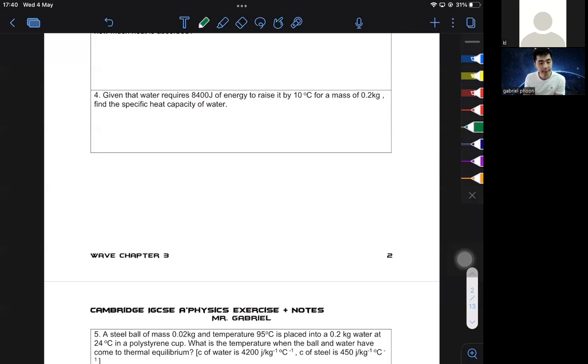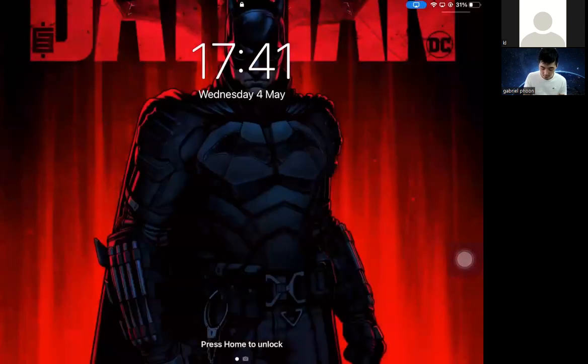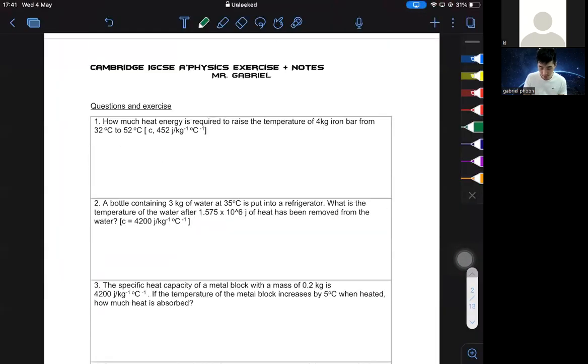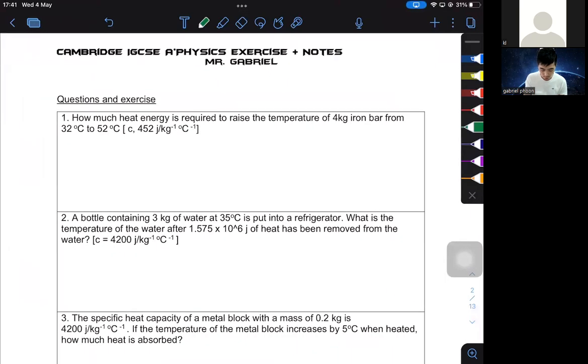Okay, everyone. I think you had sufficient time attempting some of the questions. Let's go through it together real quick. Like any other calculation question, first and foremost, you must always identify what information is given to you. Look at this information here. This is obviously the mass. This is obviously the change in temperature, and this is supposed to be the specific capacity.